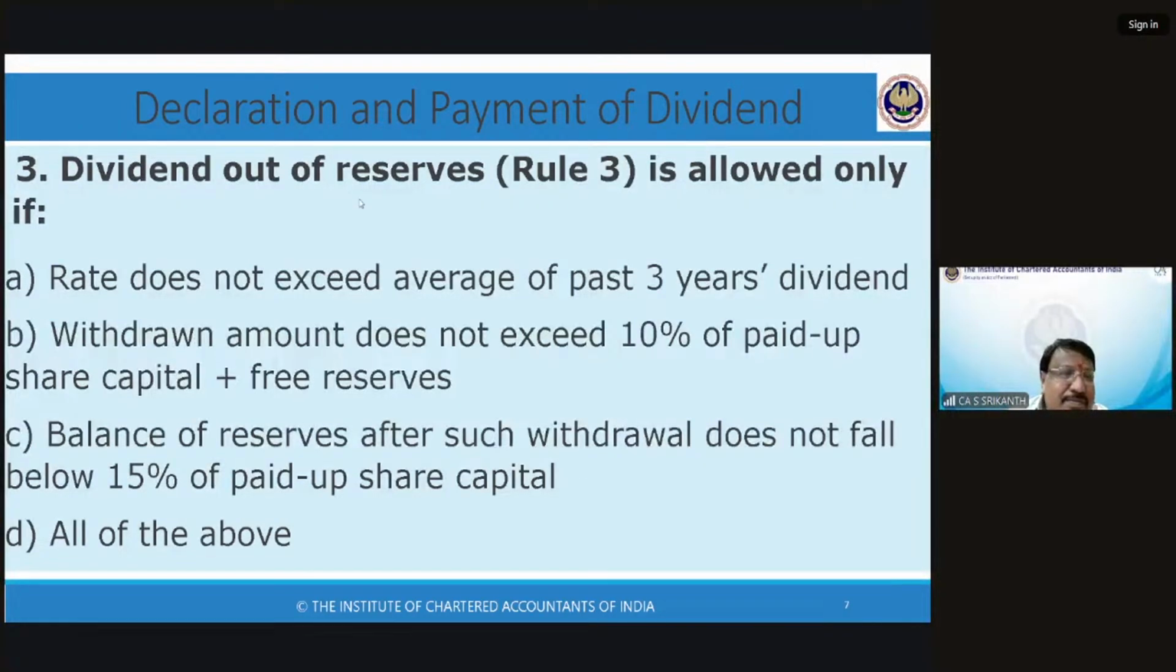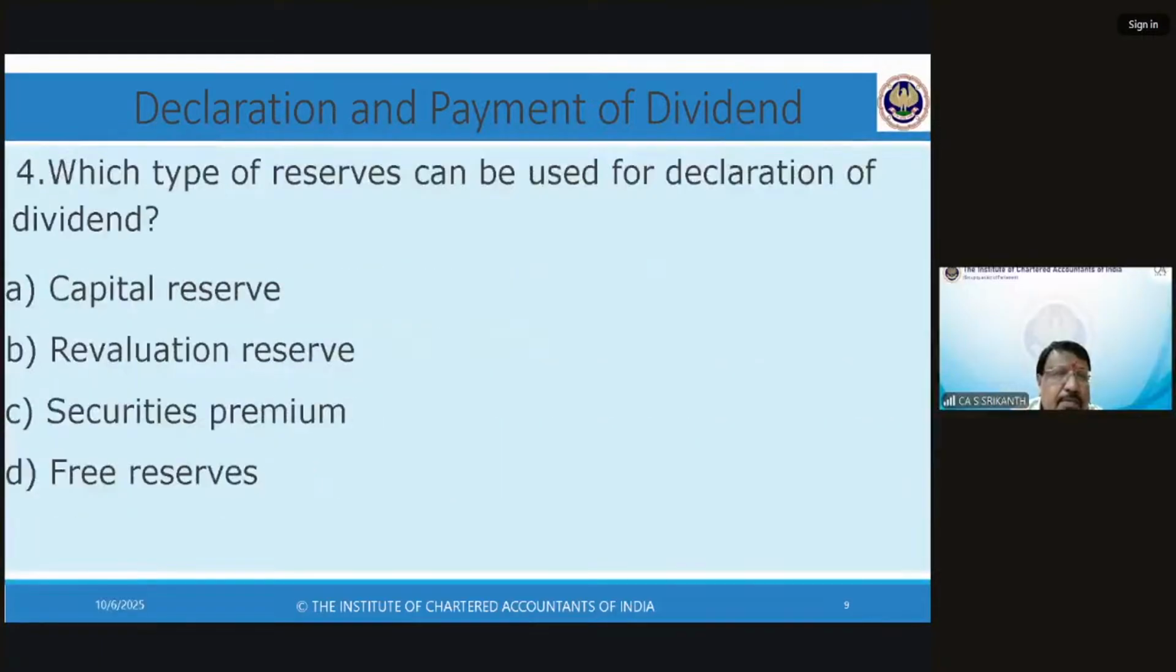Again, D. Everybody got D. B is one of the conditions. All of them have to be satisfied, so D is the correct answer. B is only one of the conditions. All have to be satisfied. D is correct. This is the problem with multiple choice. Sometimes the answers will be very simple.